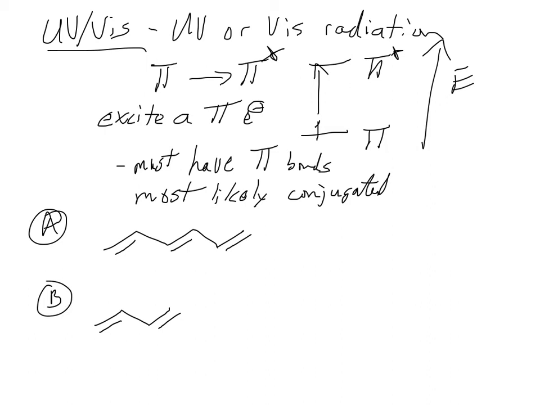Right? A and B. Which one's more conjugated? A is more conjugated. So A's energy gap should be bigger or smaller from pi to pi star? Should be smaller, right? It's going to take less energy to go from pi to pi star with more conjugated double bonds. So if it's a smaller energy gap, is it going to need a long wavelength or a shorter wavelength?